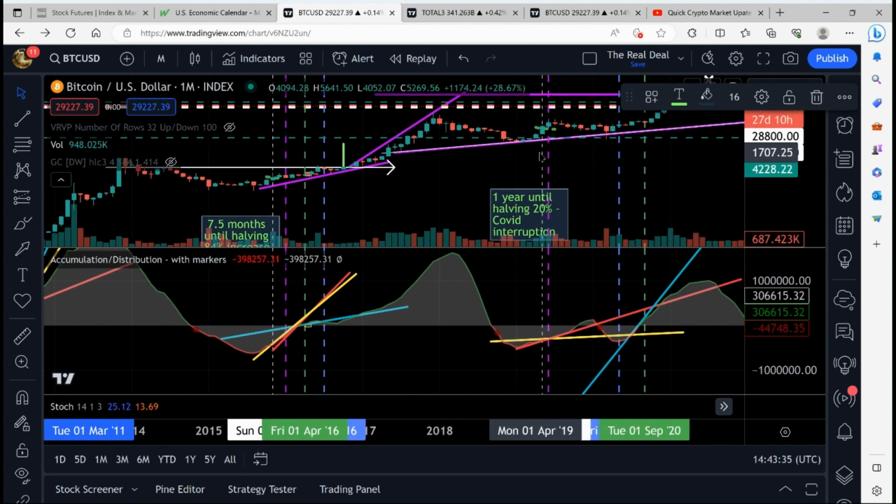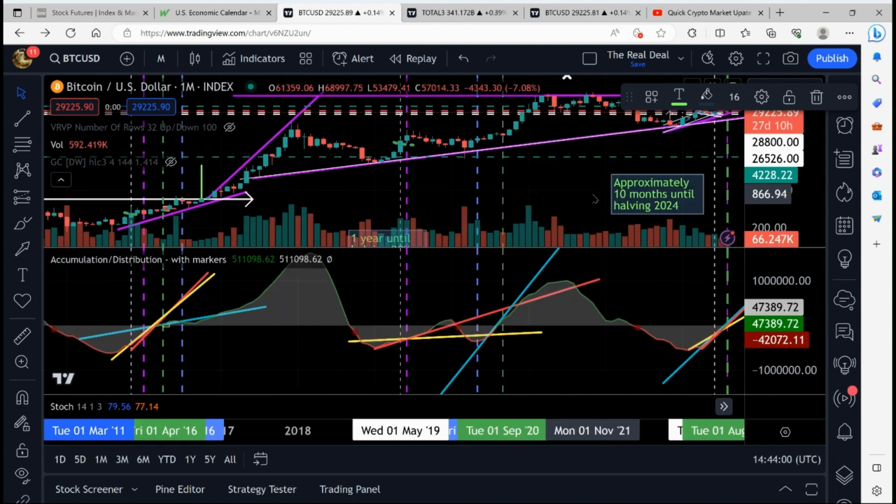Then in 2019, from where we moved through the top of the Gaussian channel to the halving event right here, it was a year, and we only had a 20% price increase. However, we had COVID in the middle, which kind of jacked things up.